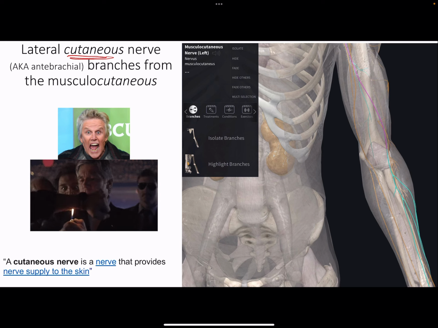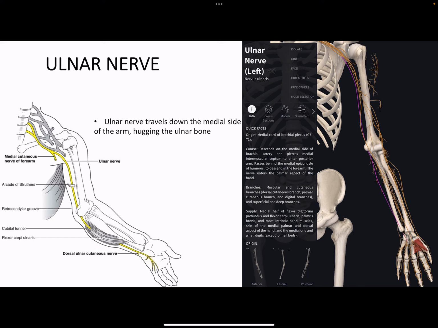Anytime you see the word cutaneous, we're talking about skin, and if you have nerves in your skin, they're probably for sensation. So your lateral forearm sensation is going to be due in part to the musculocutaneous. All right, moving on to the ulnar nerve. The ulnar nerve is going to be going down the medial side, and it's going all the way to the pinkies. And it's called the ulnar nerve because it hugs the ulna bone.